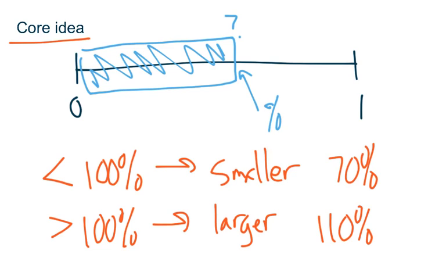So I wanted to establish that idea before I leave you to do your homework or practice. But yeah, core idea, anything less than 100% is going to make it something smaller. Anything larger than 100% is going to be a larger value than the original number we're talking about.